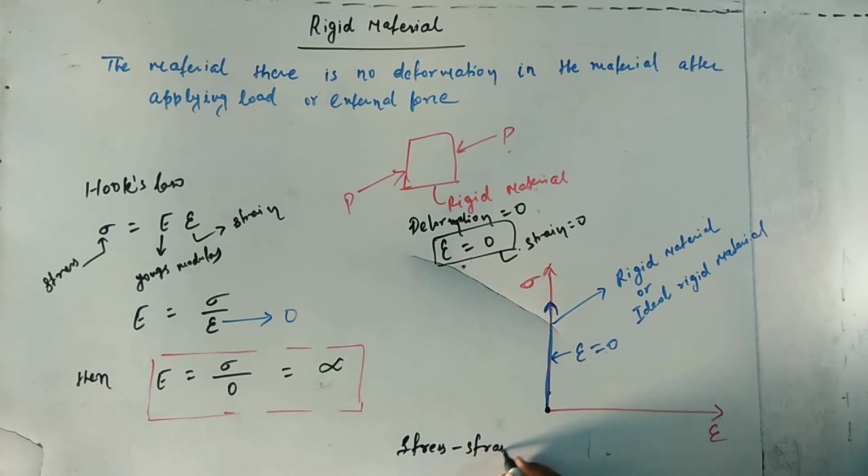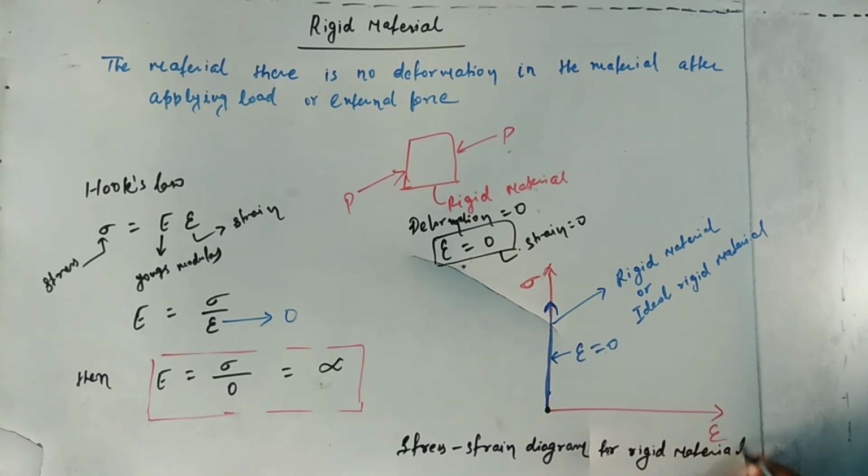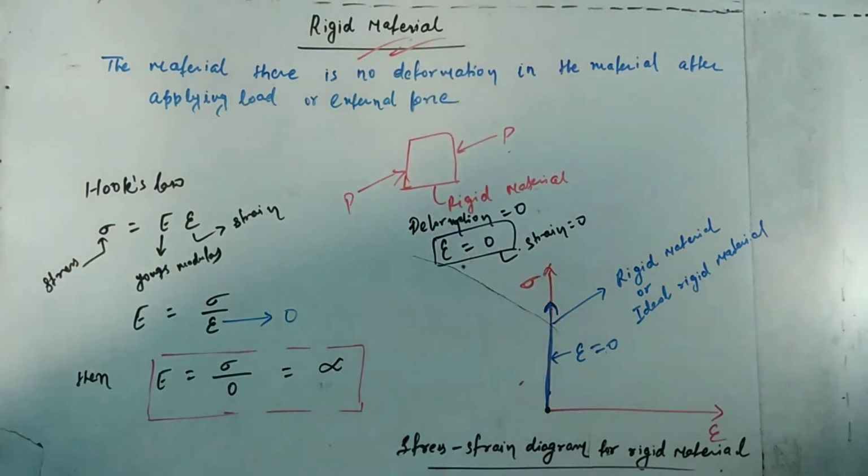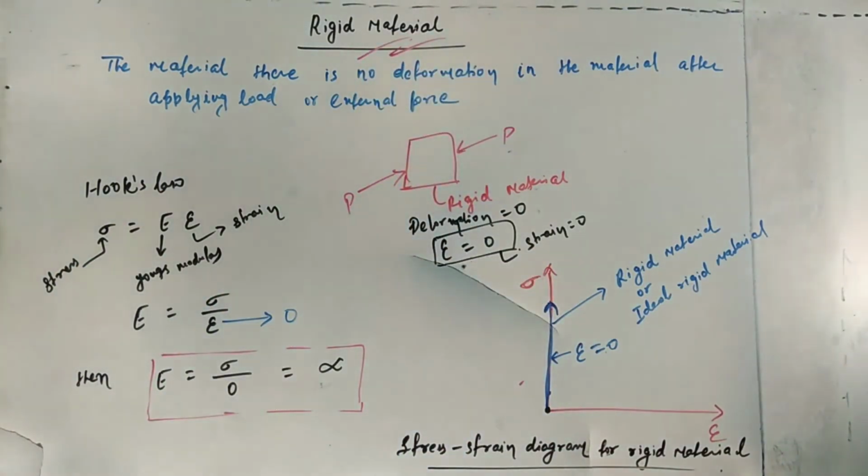So this graph is the stress strain diagram for rigid material. This diagram shows that when we apply load to any material, the stress in the material increases. With increasing stress, there is no deformation in the material, and that type of material is rigid material. So this is all about rigid material.